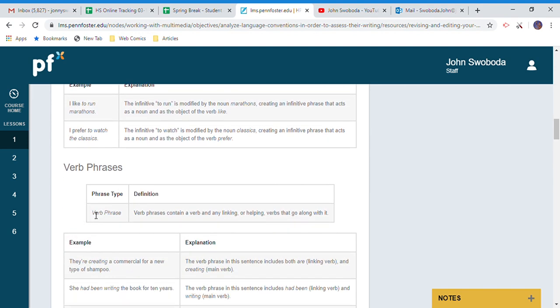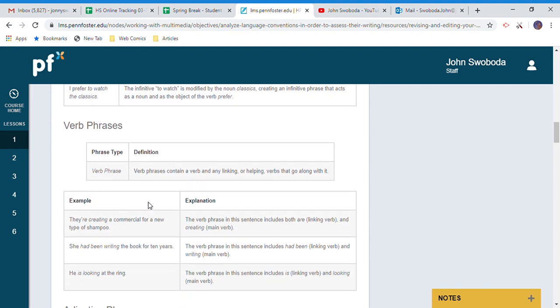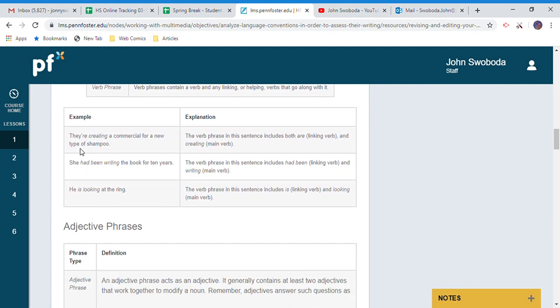Verb phrase. A verb phrase can contain a verb and a linking verb, a helping verb, and it goes along with it. So they're creating a commercial. Creating is the verb. She had been writing, and that's past perfect. She had been writing the book for 10 years. He is looking. Is a helping verb. Oh, linking verb, you say. I would have called it a helping verb.